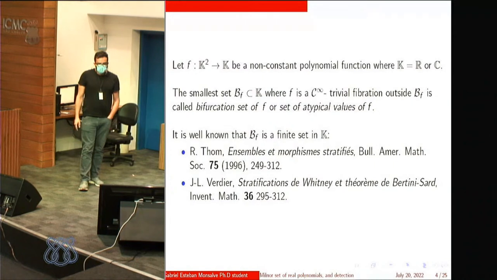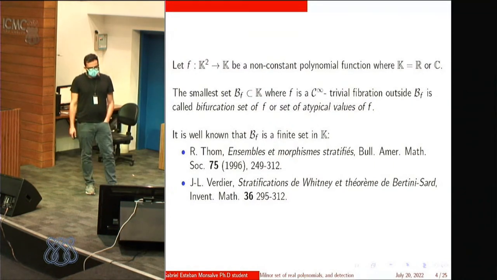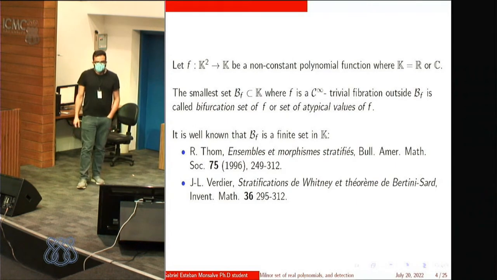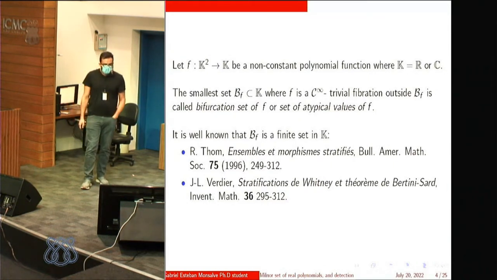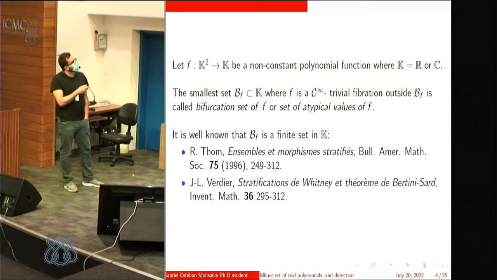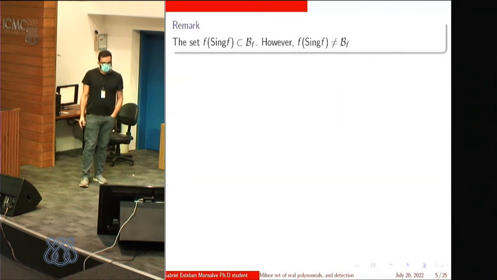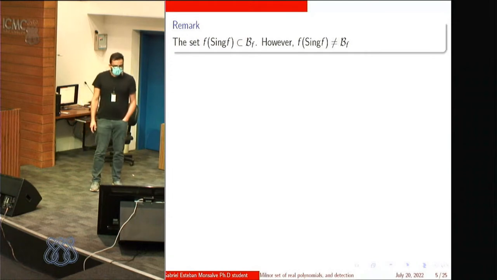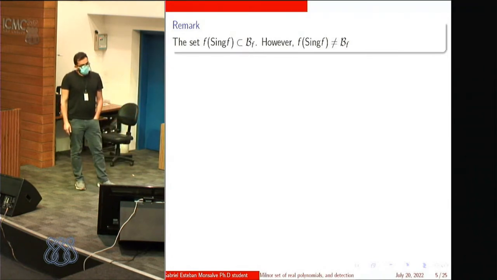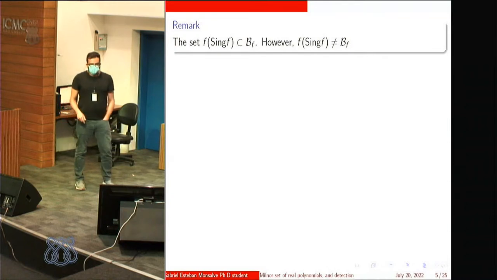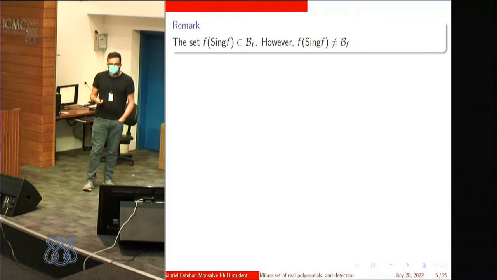What we know of this set is a classical result: this set is in fact a finite set in K. The complex proof of this was done by Thom in this paper and by Verdier in the second paper in the real context. One remark about this is that the set of critical values is contained in the bifurcation set. However, it's not true that the critical values are all of the bifurcation set.